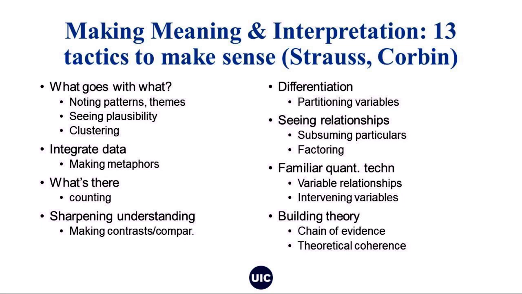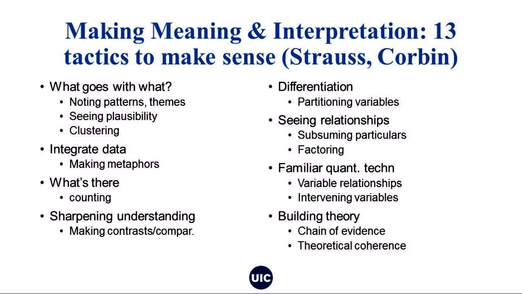Other tactics are differentiating in the data. Can I differentiate domains or variables that might be emerging in the data? Can I see relationships within the data? Can I start to think about the relationships between these variables or domains that are emerging? How are they operating together?